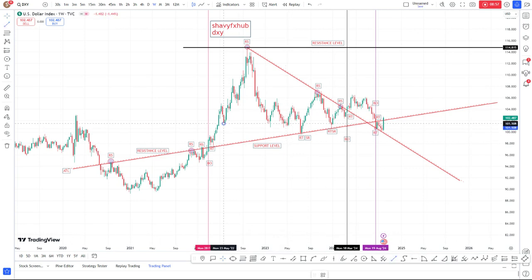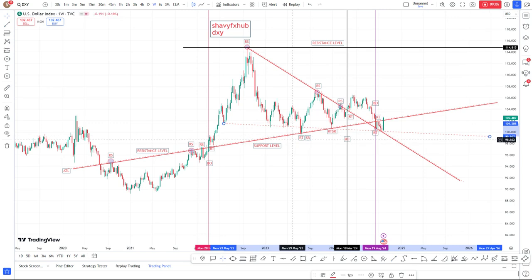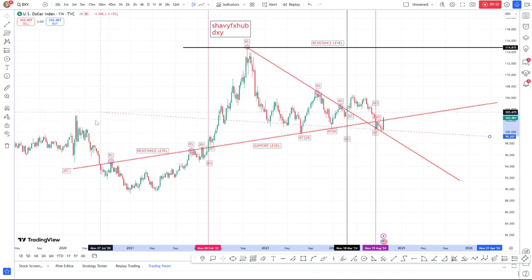Because of so many fake outs in the market, we like to see to ensure that we are not a victim of market manipulation, liquidity grab. So these are things we watch out for in the market. We want to make sure we are not a victim of liquidity grab in the market.